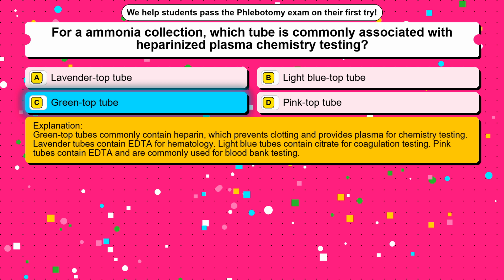Lavender tubes contain EDTA for hematology. Light blue tubes contain citrate for coagulation testing. Pink tubes contain EDTA and are commonly used for blood bank testing.